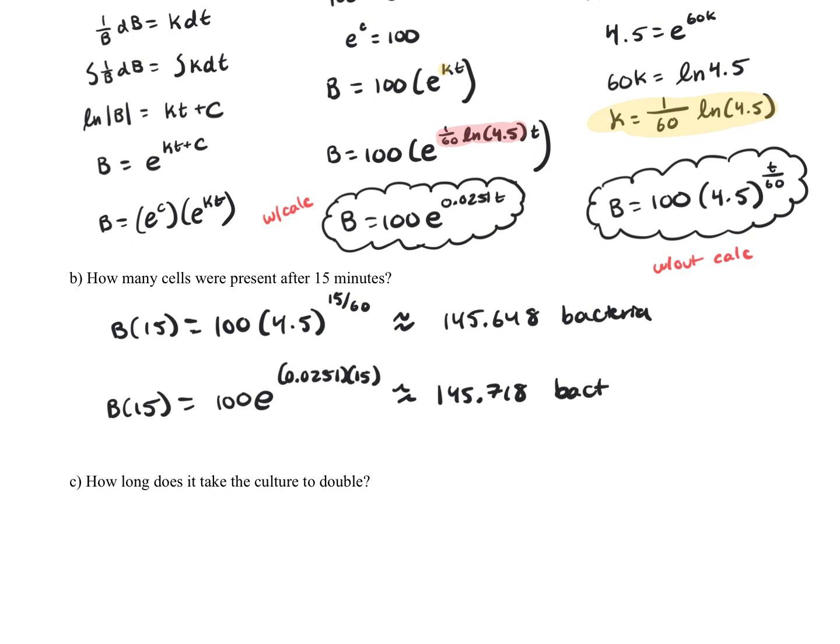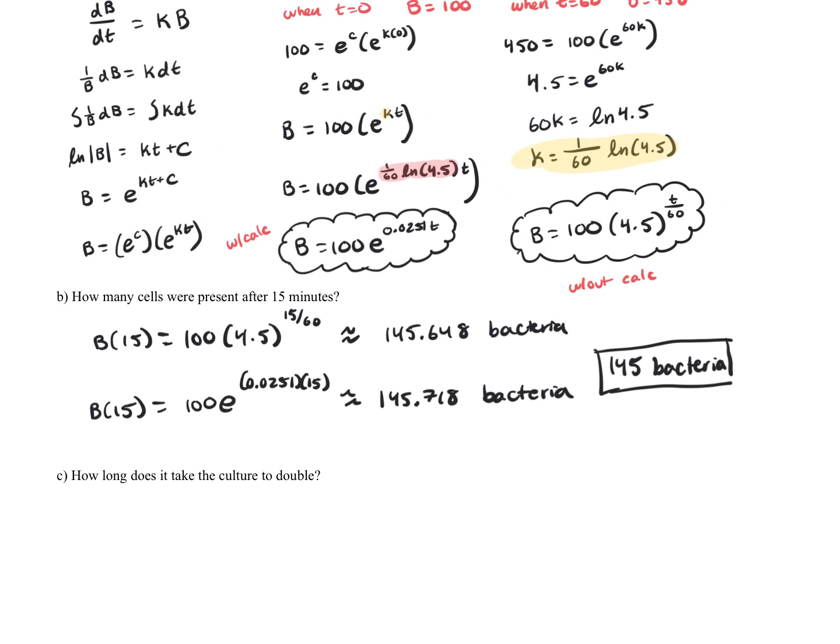So either way, I would say 145 bacteria, right? Because you can't have a decimal of bacteria. That wouldn't make sense. And we wouldn't want to round up, because then we're saying that that next bacteria already exists when it doesn't quite exist yet. So for this one, even though technically math would tell us to round up, logic would tell us to round down.